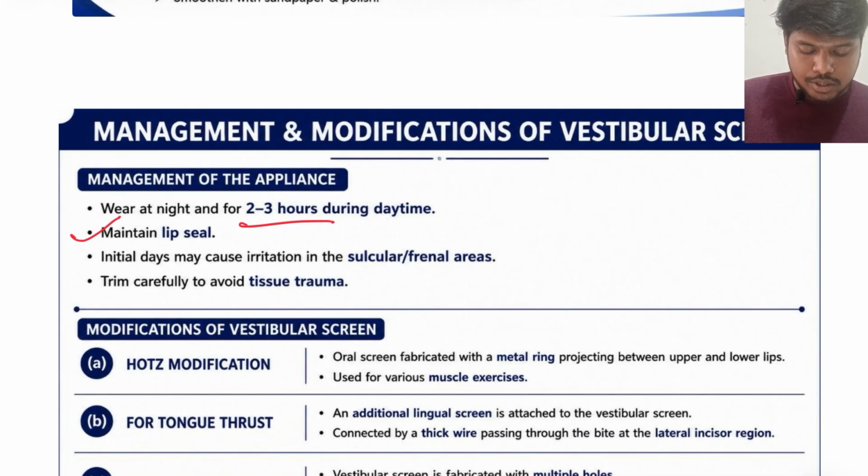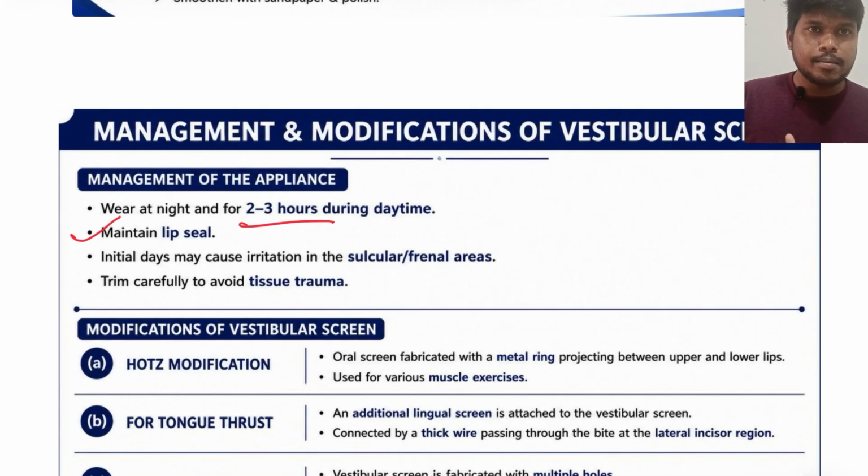One is the Hawley modification. Hawley modification is an oral screen fabricated with a metal ring projecting between the upper and lower lips, used for various muscle exercises. So there will be a vestibular screen and we will give the metal ring in the appliance.